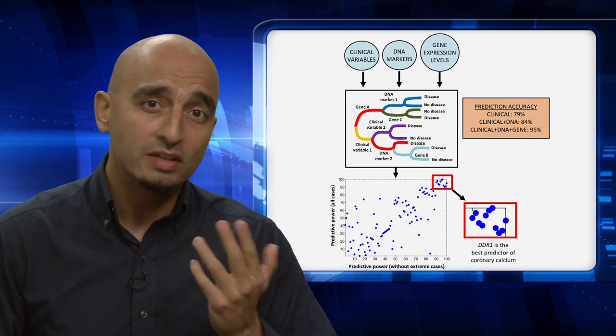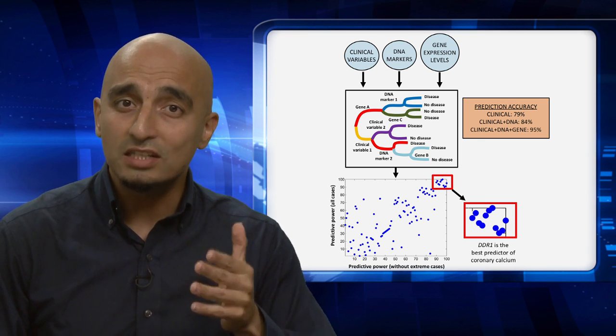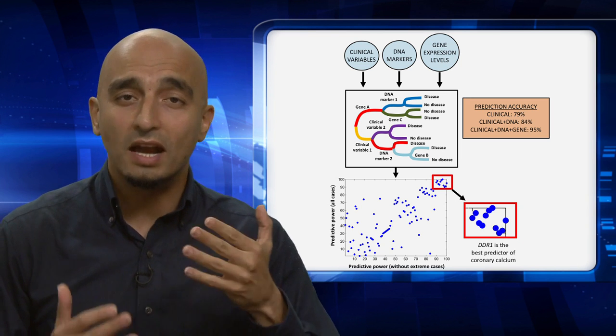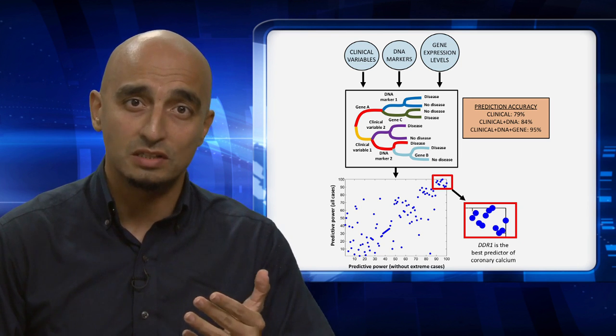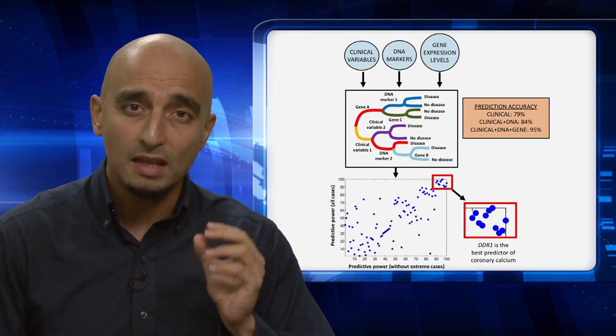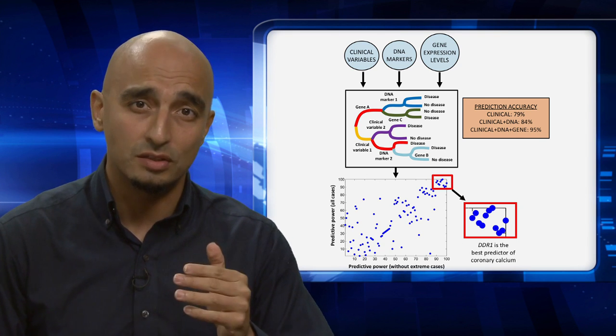When I only used clinical variables, the accuracy was 79%. With the addition of DNA markers, the accuracy went up to 84%. When I also added the gene expression levels, the model performance peaked at 95% accuracy. My goal was to find the best predictors of coronary calcium.